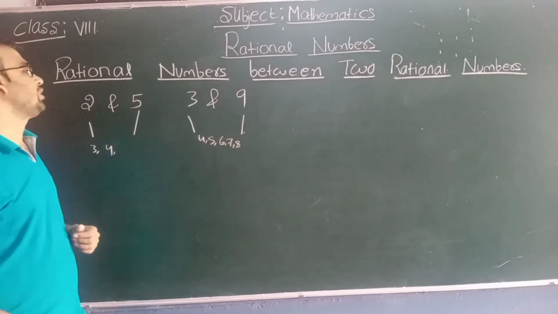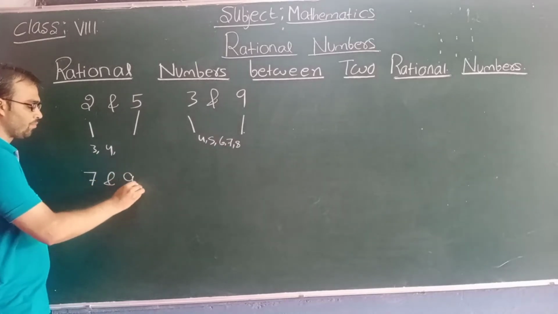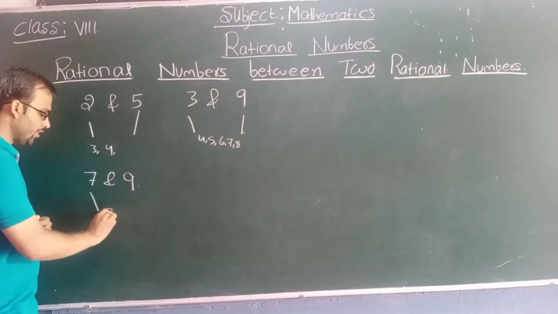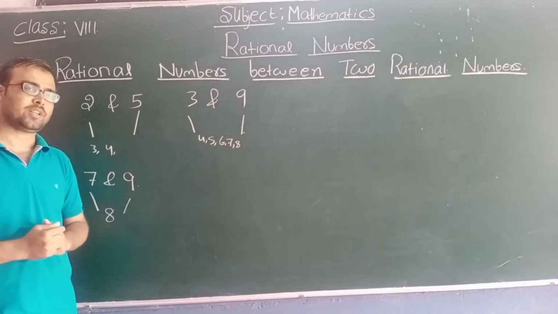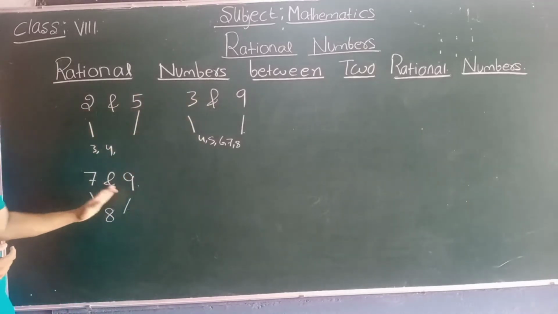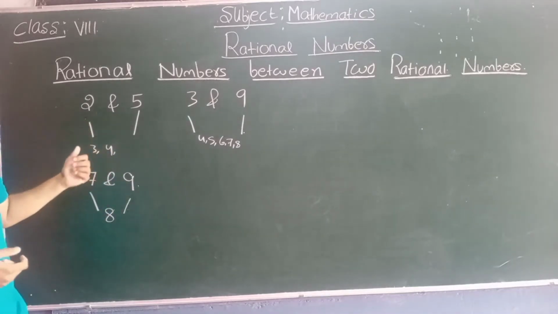If I ask you to write the number between 7 and 9, what will you write? The number between 7 and 9 is 8. So these are all rational numbers, no? 2, 5, 3, 9, 7, 9. These are all rational numbers. This you can do easily.